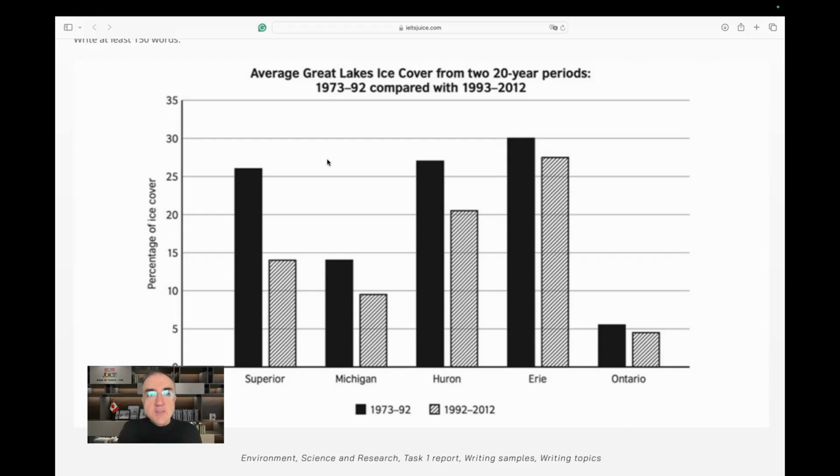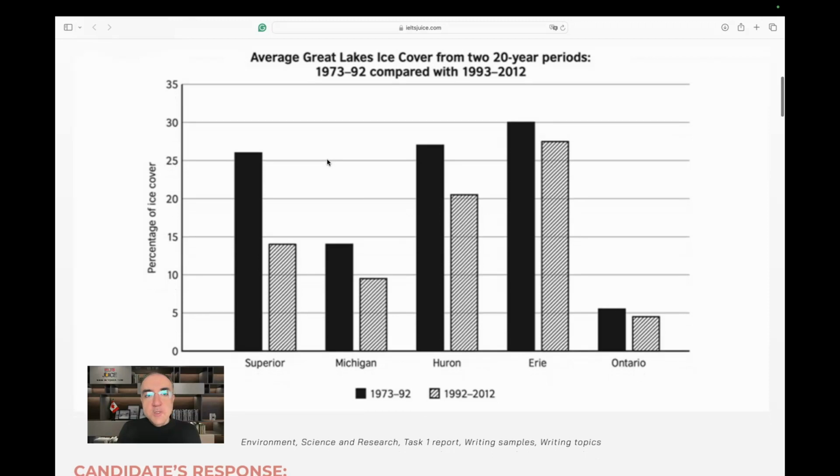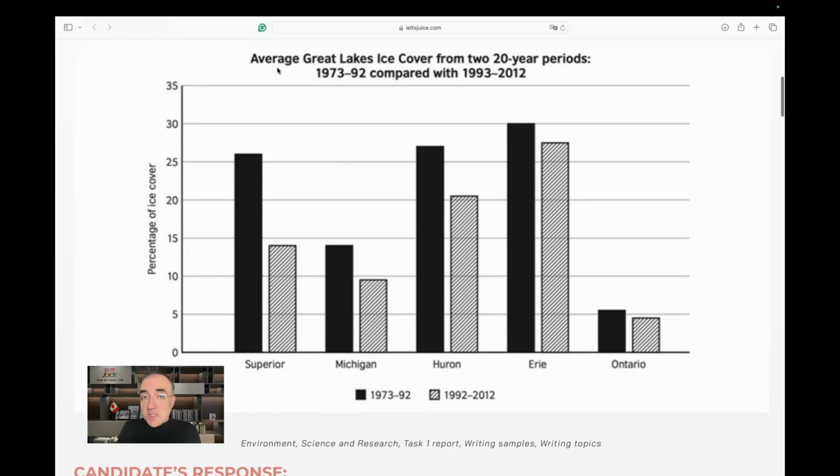Now let me look at the entirety of this visual. So we have the average Great Lakes ice cover from the 2 time frames I mentioned, and those are 1973 to 1992, and then 1993 to 2012. And the number is an average given of these 20 years here and the other 20 years here. On the y-axis, or the vertical axis, we have the percentage of ice cover. So these numbers are percentages. So it's 20%.